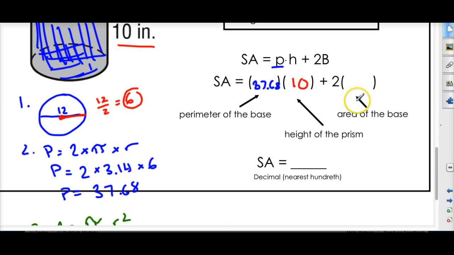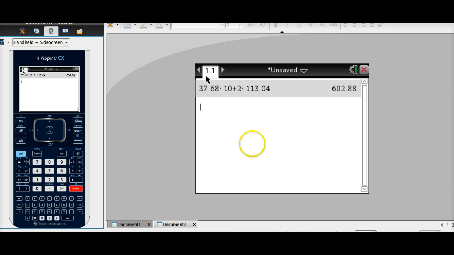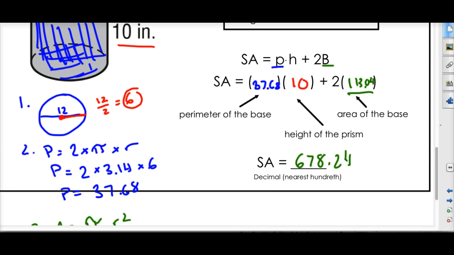So we're going to come back up here. That's where we put it in. That's the area of our base, so it's 113.04. Finally, we just multiply this all together. We just put this exactly as we see it in our calculator. Okay, let's put it into our calculator. So it is 37.68 times 10 plus 2 times 113.04, enter, and I get 602.88.